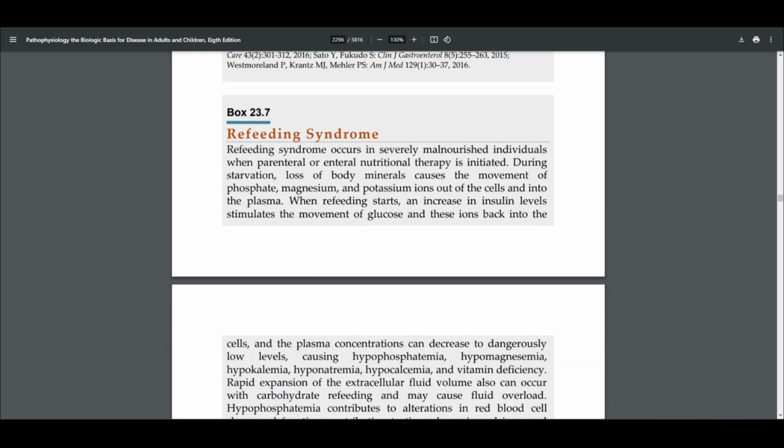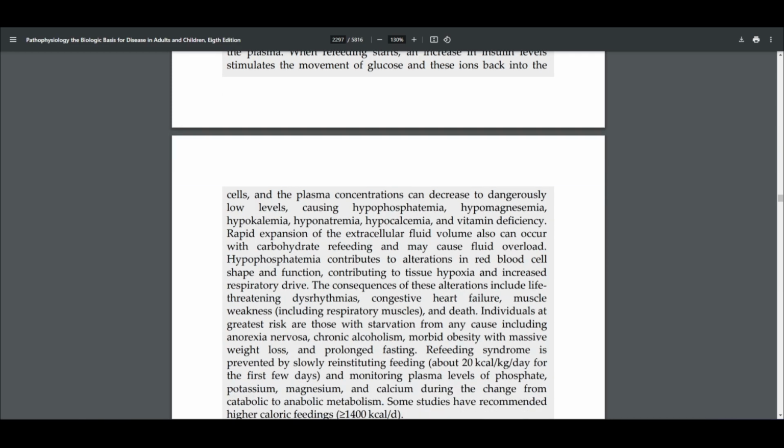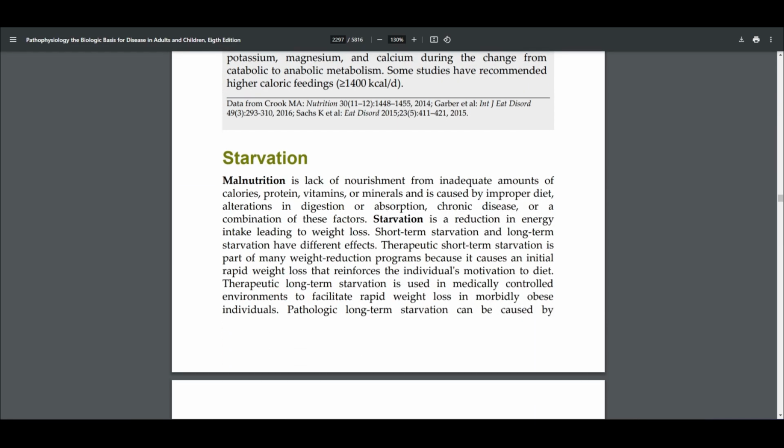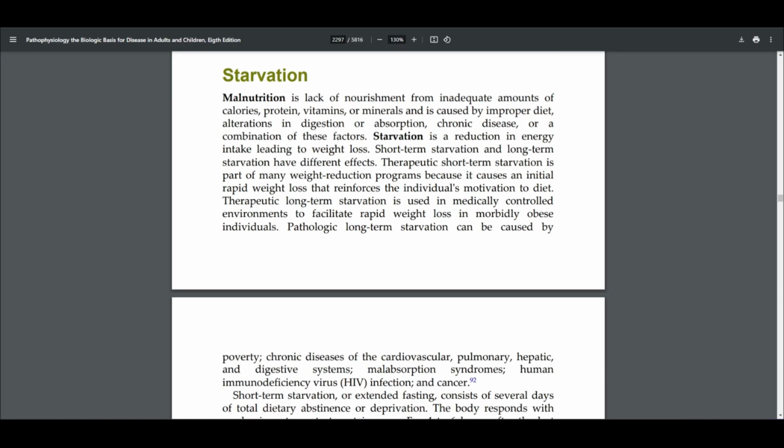Talking about refeeding syndrome, starvation. Starvation, or malnutrition, is a lack of nourishment from inadequate amounts of calories, proteins, vitamins, or minerals, and is caused by improper diet, alterations in digestion or absorption, chronic disease, or a combination of these factors. Starvation is a reduction in energy intake leading to weight loss. Short-term starvation and long-term starvation have different effects.